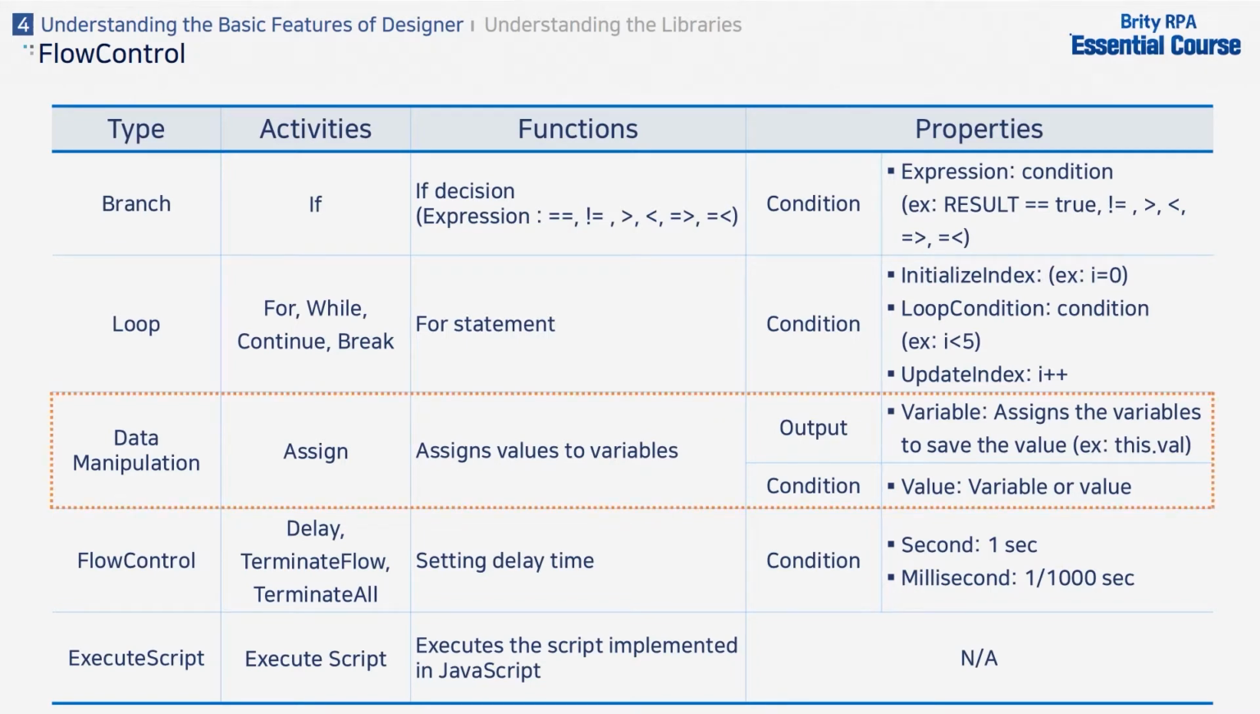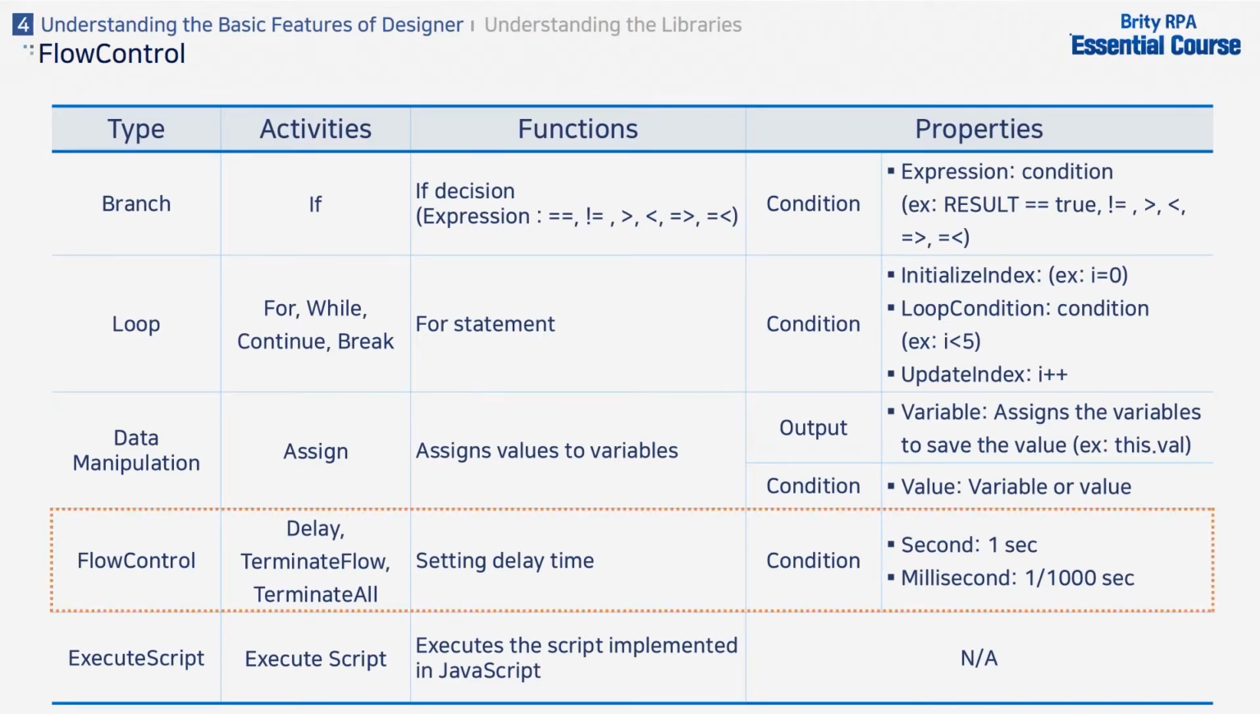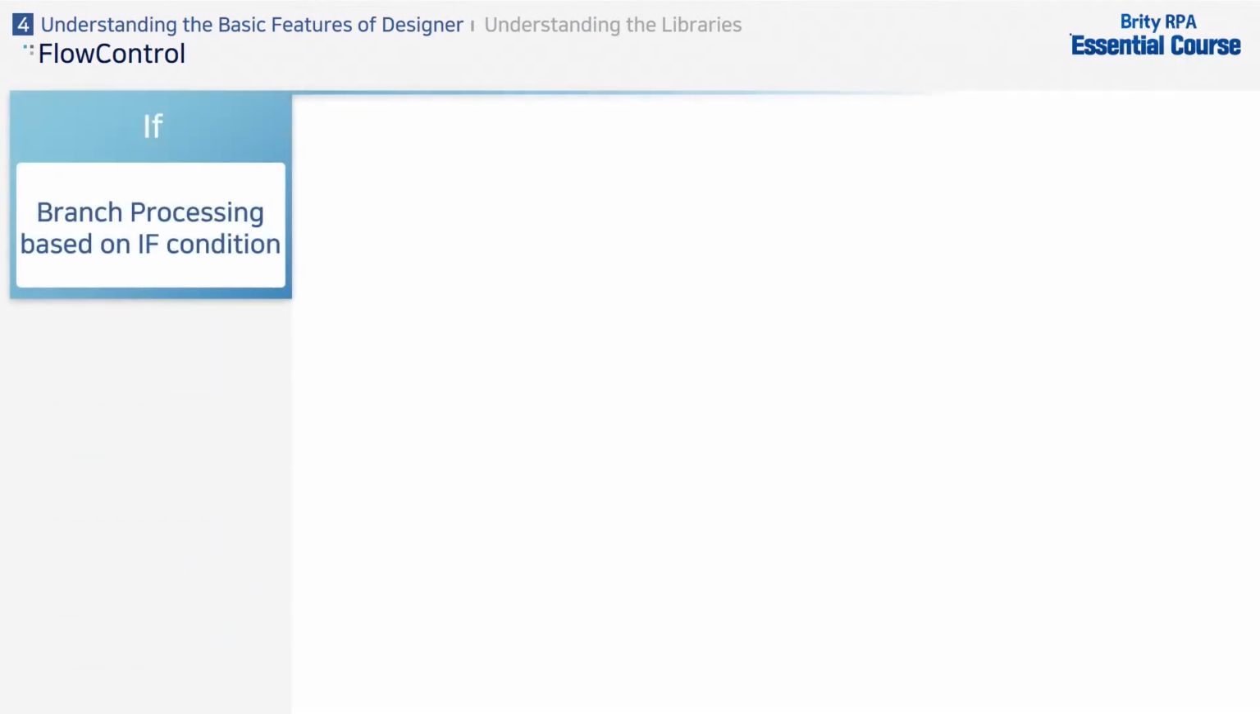Also, there is the assign, used to assign values to the variables, the delay, terminate flow, and terminate all activities are used to control the process flow, such as waiting or terminating the process. In addition, there is the execute script activity, used to execute a script implemented with JavaScript. Please refer to the table for more details. Now, shall we look at how to use the activity?